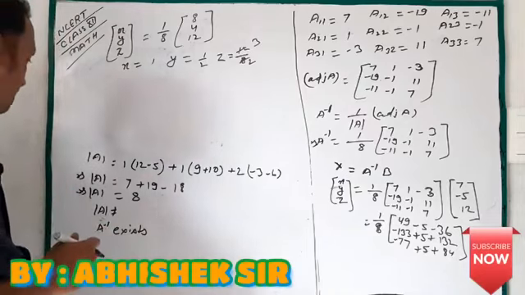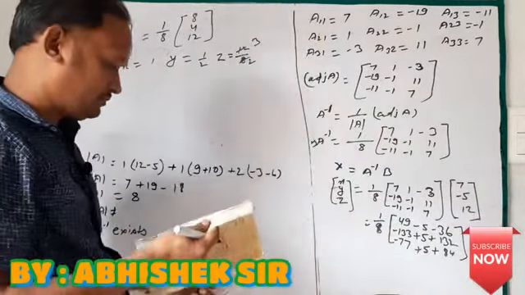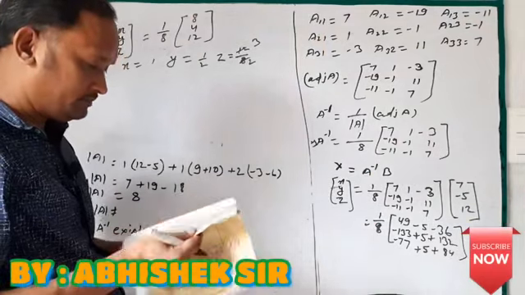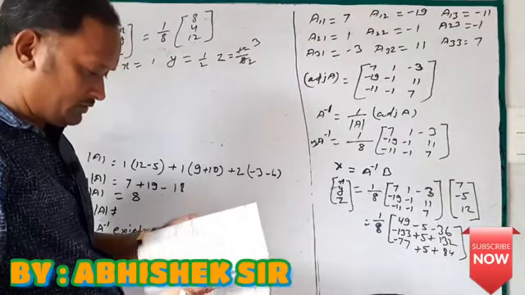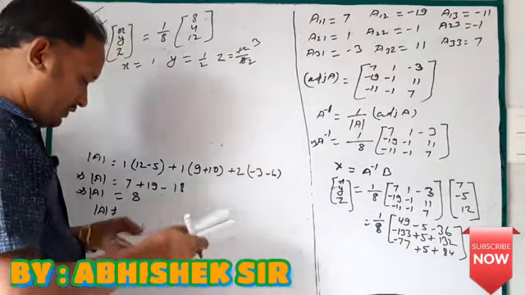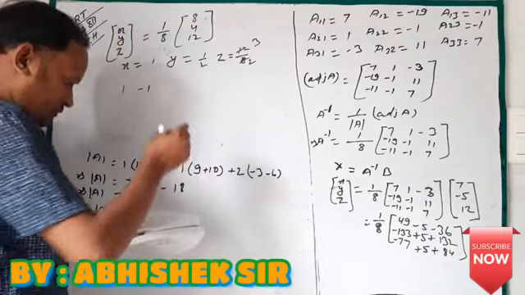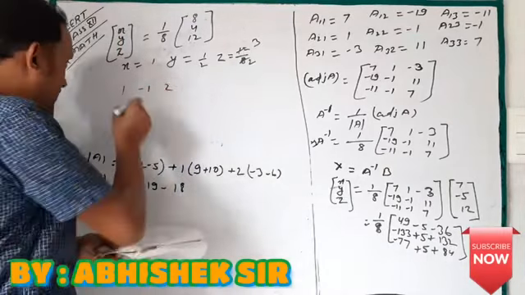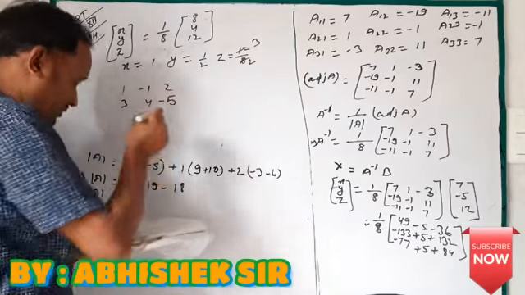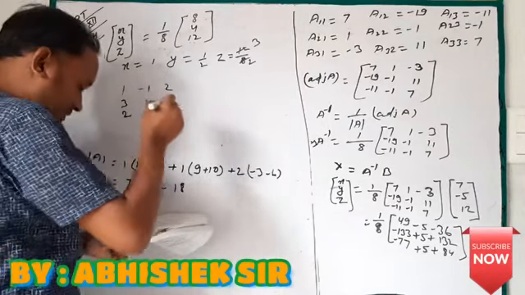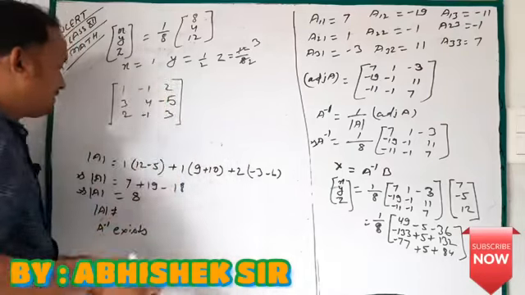What is our determinant? For checking the determinant, we have to see the question. What does the question say? 4.6, question number 14. 1, minus 1, 2, 3, 4, minus 5, 2, minus 1 and 3. This is our A matrix and we are checking the determinant.